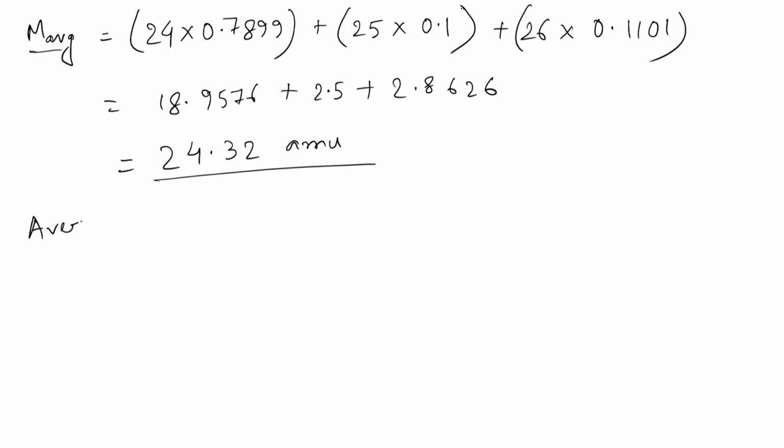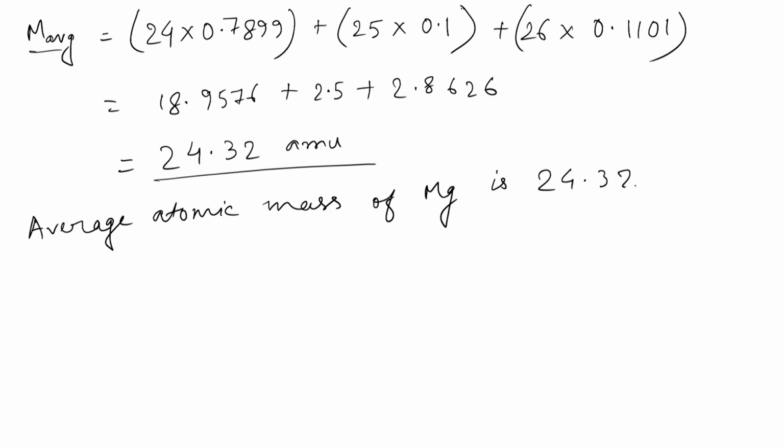So, the average atomic mass of magnesium is 24.32 AMU. We will see one more question.